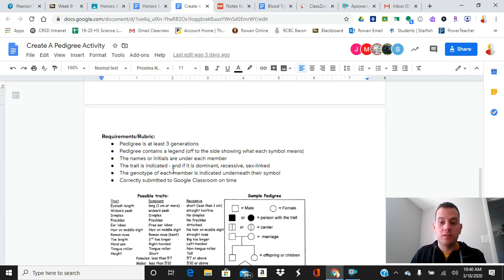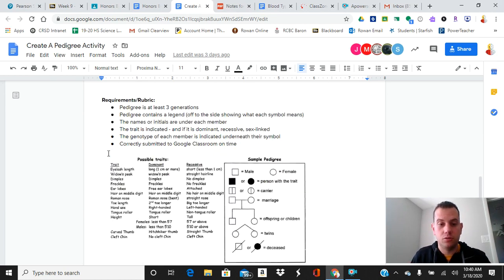Genotype of each member underneath this symbol. So again, if it's sex-linked, just make sure you're consistent with that and submit it correctly to Google Classroom. So here's some possible traits. It tells you here if they're dominant, recessive, and you'll see that. Some of these, this 5'7", 5'10", or above, I'm not really so sure about that being recessive, but something you can look into.